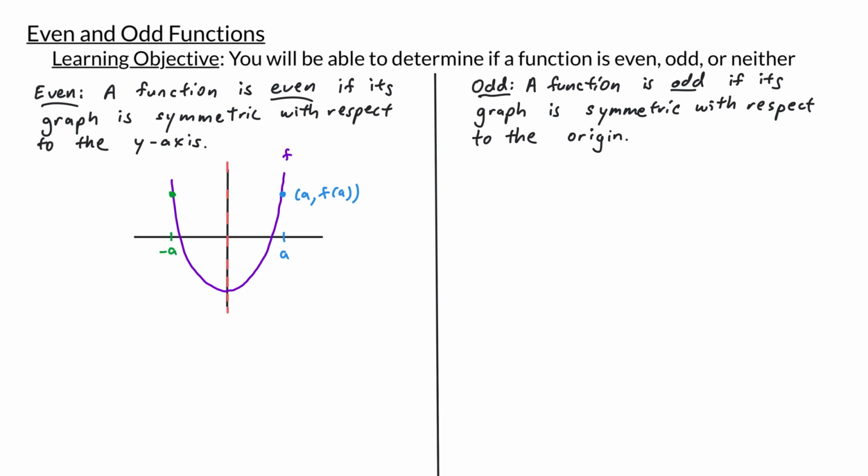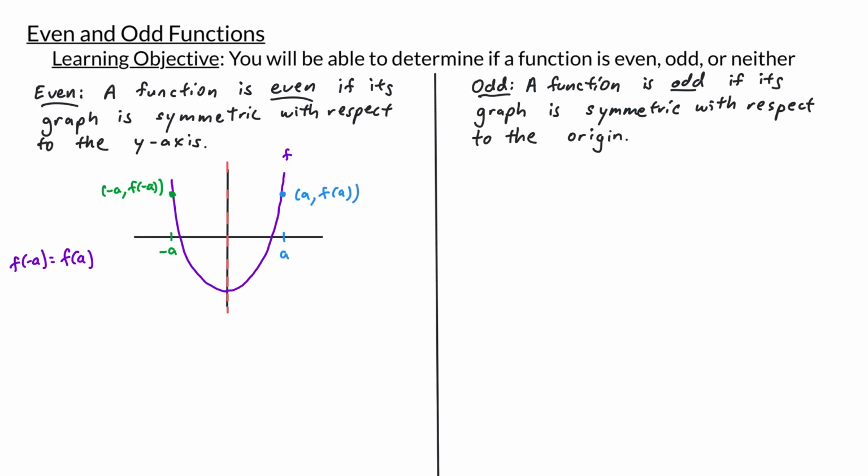For any point on the graph of our function, we know that the y-coordinate is the output of the function. So the coordinates for this green point would be negative a, f of negative a. Now, because of symmetry, we know that these 2 points here must have the same y value. Therefore, we can conclude that f of negative a equals f of a.